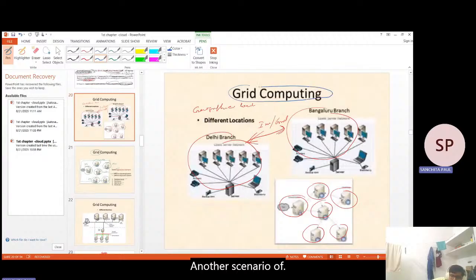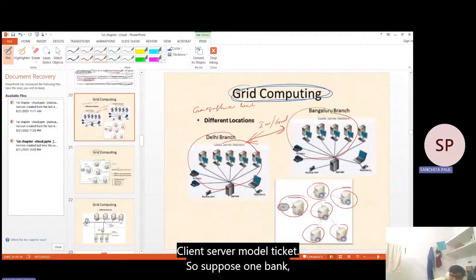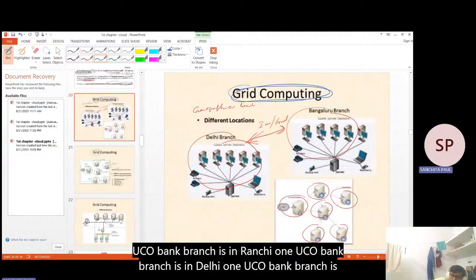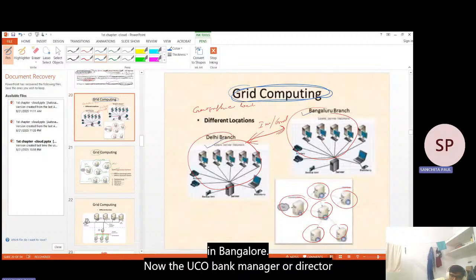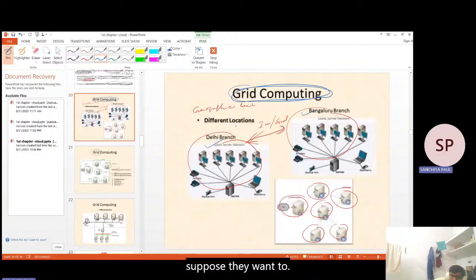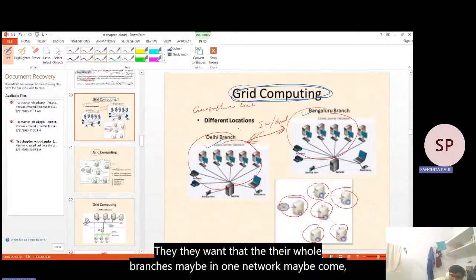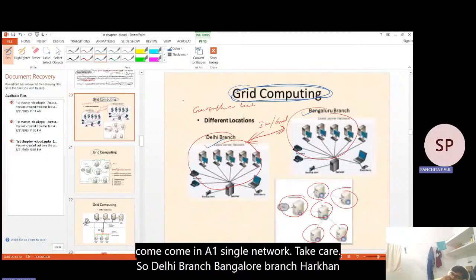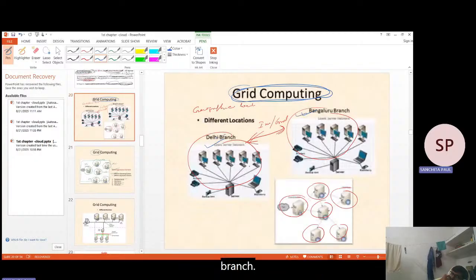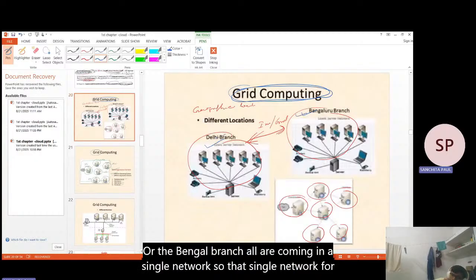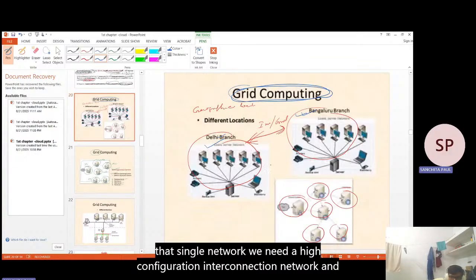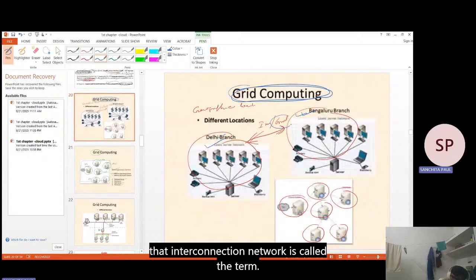Grid is another scenario of the client server model. Suppose one UCO Bank branch is in Ranchi, one UCO Bank branch is in Delhi, and one UCO Bank branch is in Bangalore. Now the UCO Bank manager or director wants their whole set of branches to come into one single network. Delhi branch, Bangalore branch, Jharkhand branch, or Bengal branch are all coming into a single network. For that single network we need a high configuration interconnection network, and that interconnection network is called a grid.